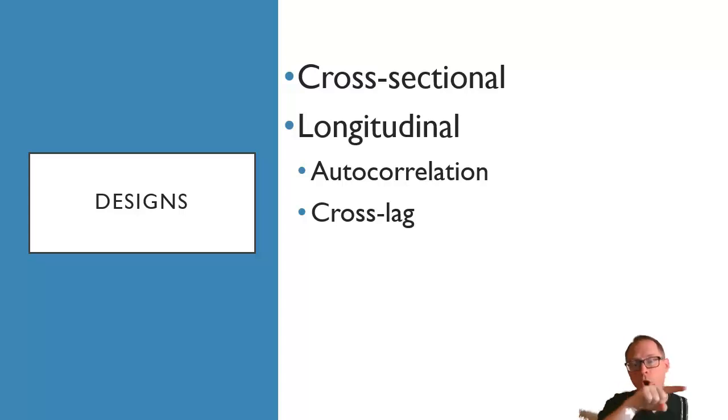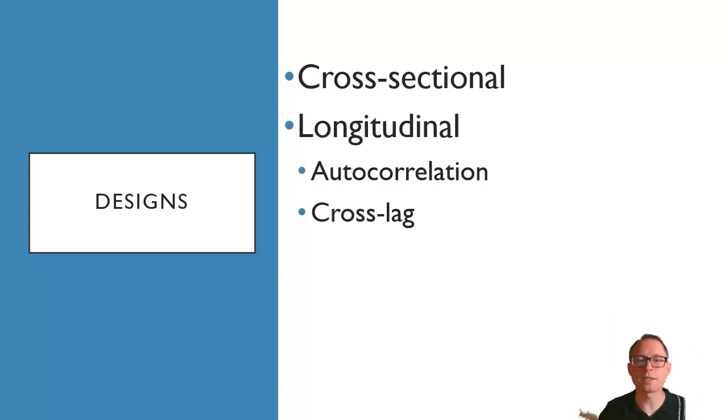Cross-lag is crossing over time and variable, meaning I would look at study time when I'm a sophomore compared to grades when I'm a junior. Grades when I'm a junior compared to study time when I'm a sophomore, right? That's what we just really did. And then grades when I'm a sophomore compared to study time when I'm a junior.